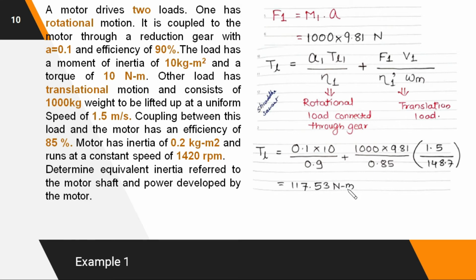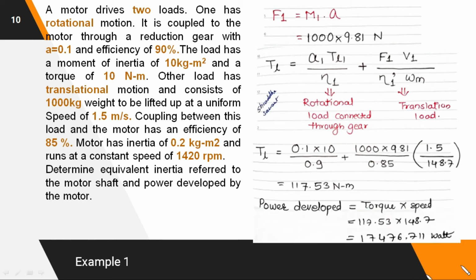Okay, this is your torque, and torque multiplied with speed, you will get the power developed, and this was the question. So torque multiplied with speed, you will get power in watts. So this is the first example.